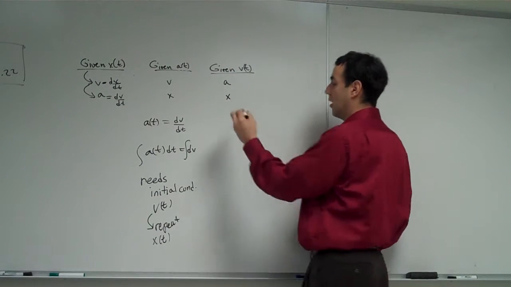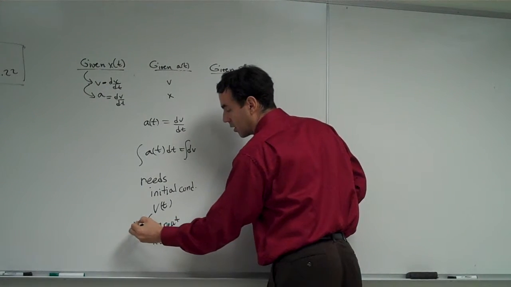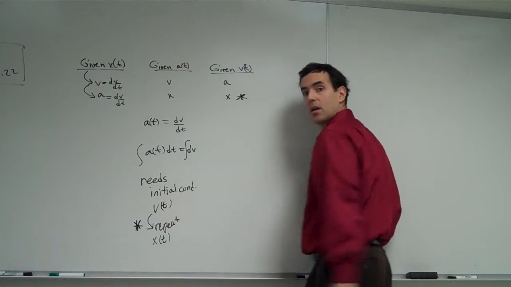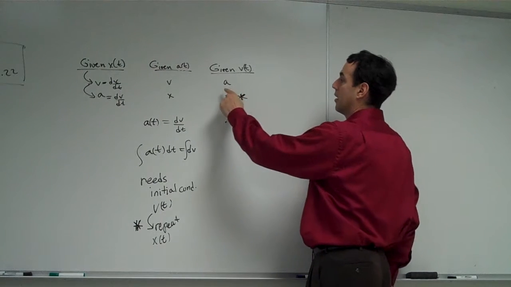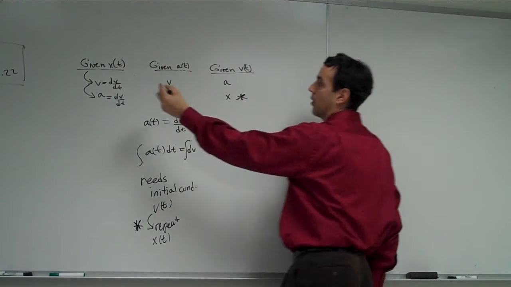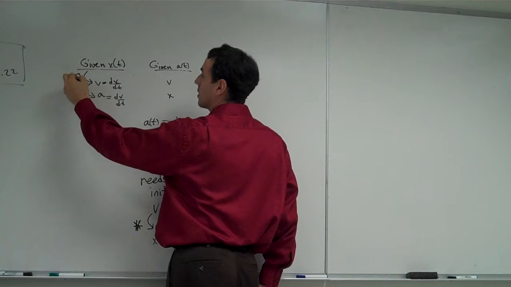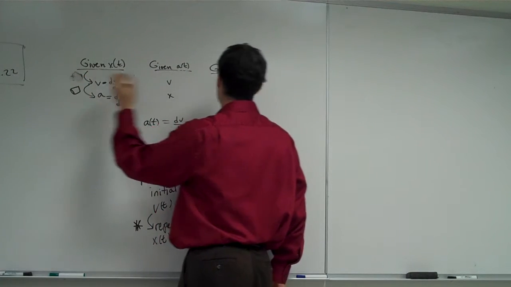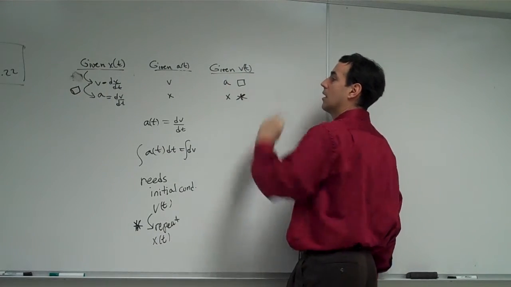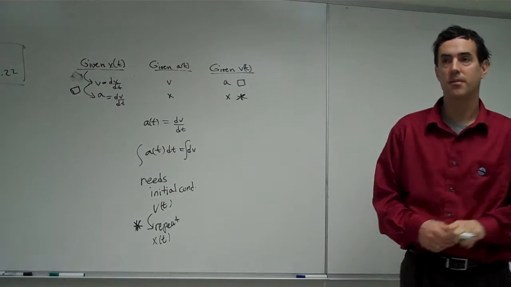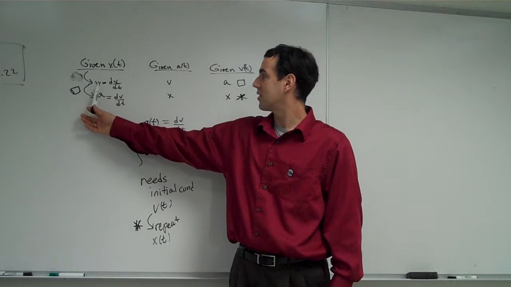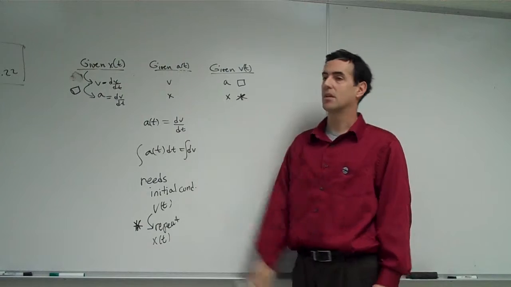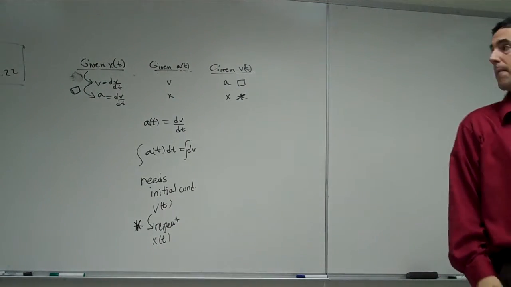Okay, so for here, I'll put a star because we're doing the same thing we would have done over here. And for this step here, I'll put a box. Put the box here and say that we would do the box procedure. Because if we're given velocity to get acceleration, I would take a derivative. So that's the same thing. Given velocity to get the acceleration, I would take a derivative.